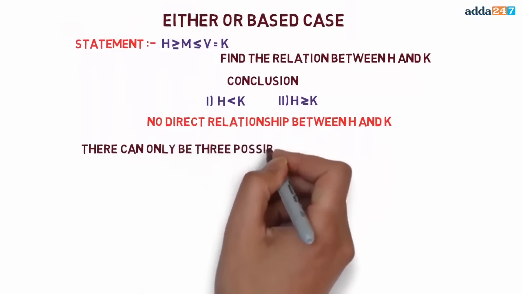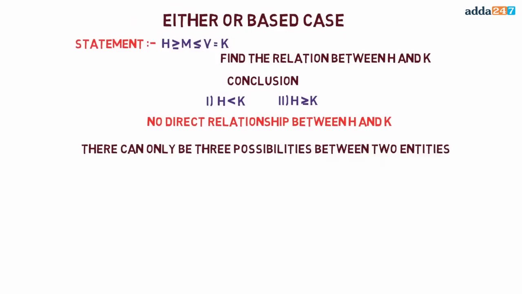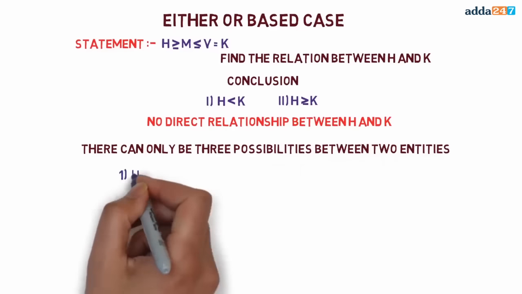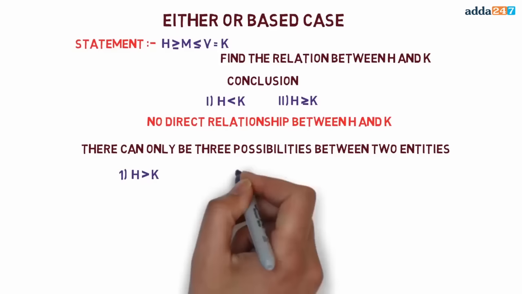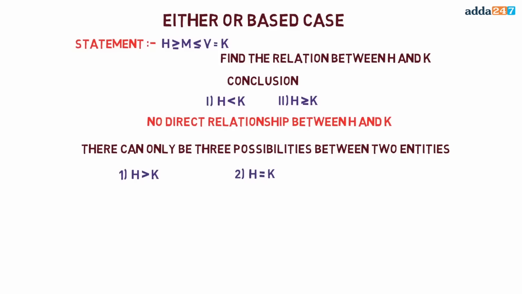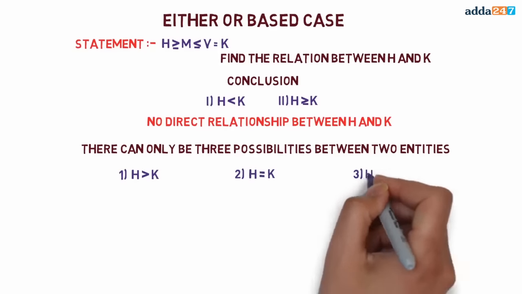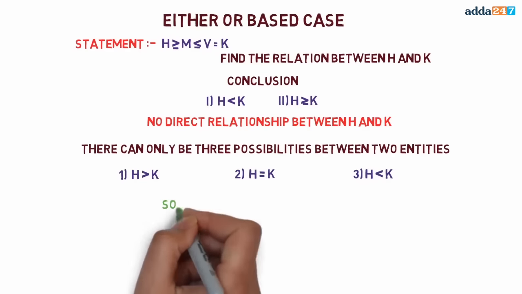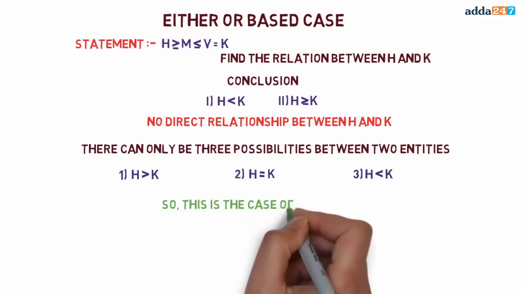So there can only be three possibilities between two entities. We know first one is h is greater than k, second one is h is equal to k, and third one is h is less than k. So this is a case of either or.